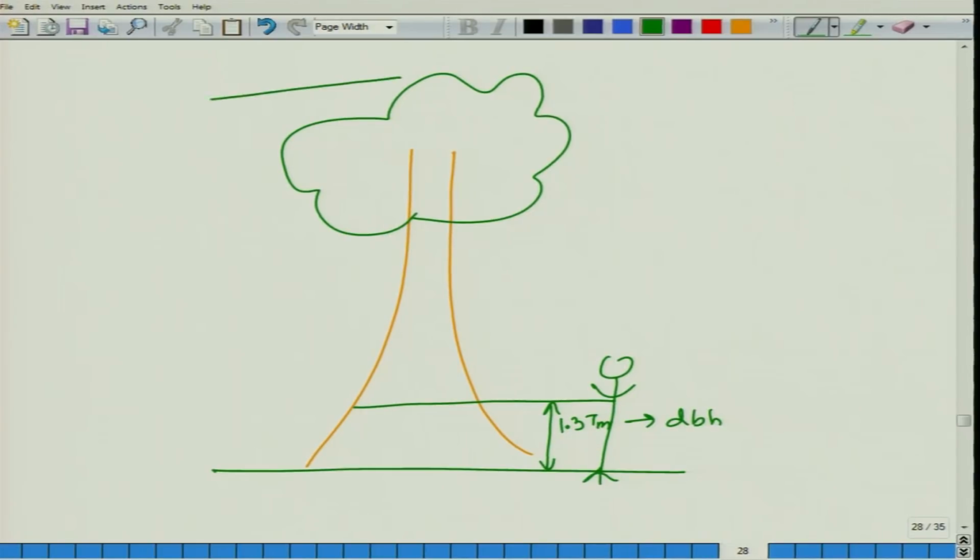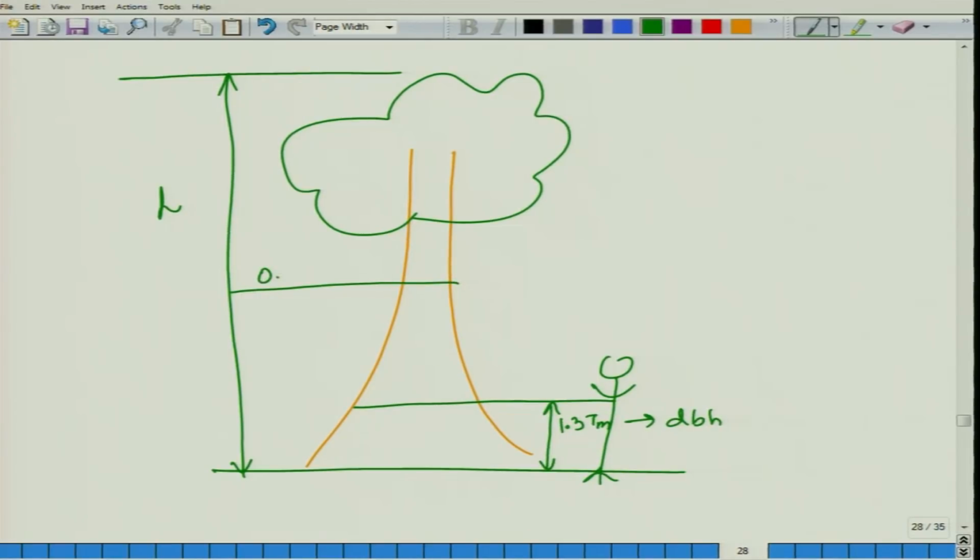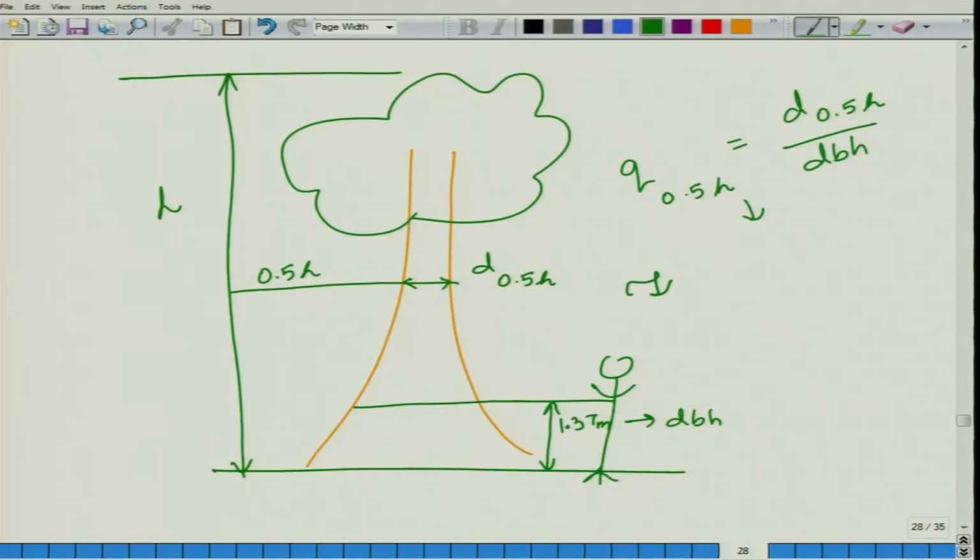Then the next thing that you do is to measure the height of the tree, which is, say, h. Then you take a point that is at 50% of the height. So, this is at 0.5 h and you measure the diameter here. So, we write it as d 0.5 h, the diameter at 0.5 height. So, your false form quotient, which is written as q 0.5 h, is equal to d 0.5 h divided by the dBH. So, this is the false form quotient.